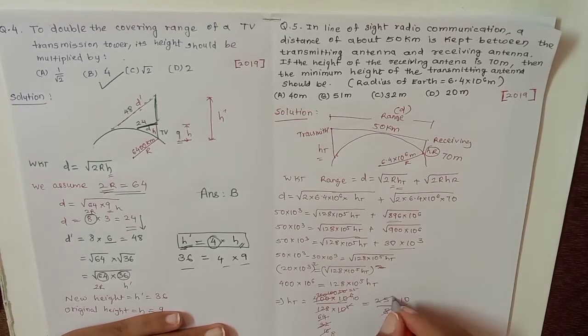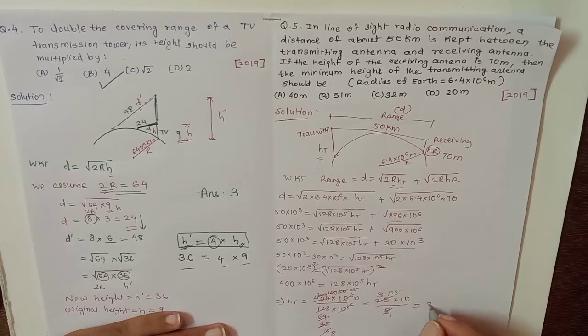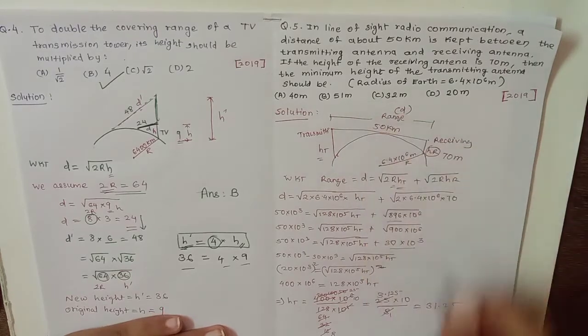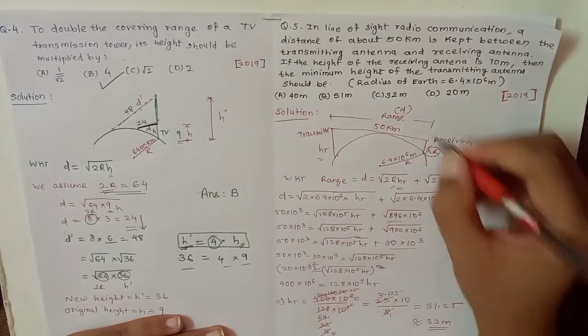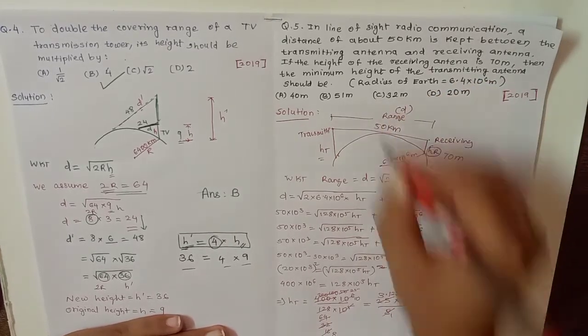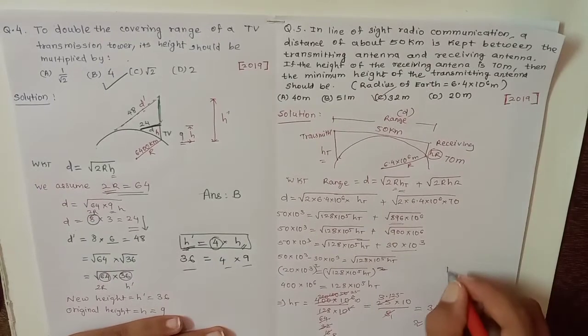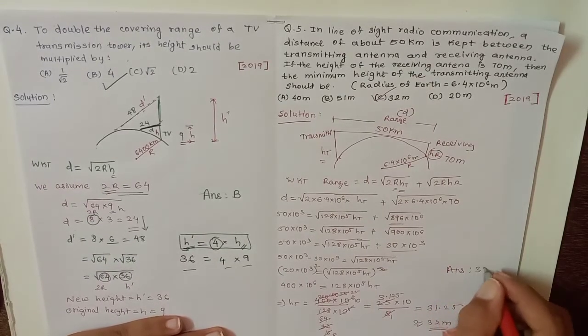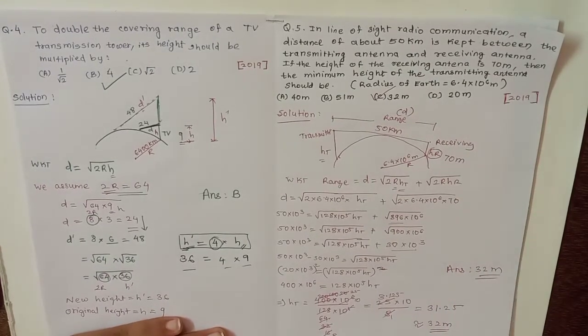25 divided by 8 is 3.125, and 3.125 into 10 is 31.25. In the options you can see it is approximately equal to 32 meters. So the correct option for this question is C, which is 32. Thank you.